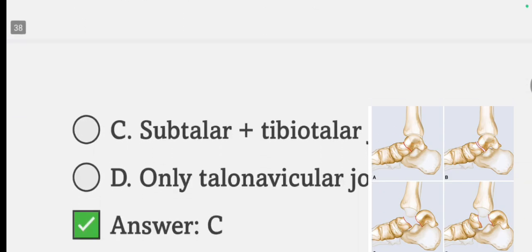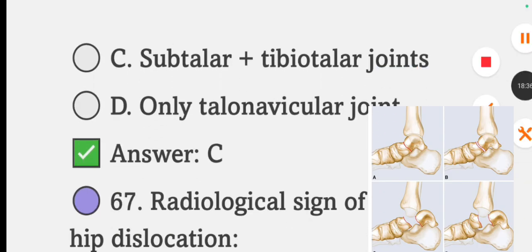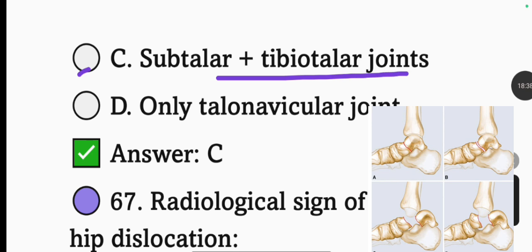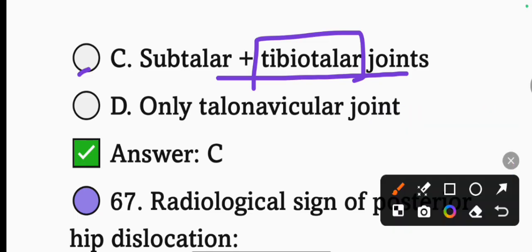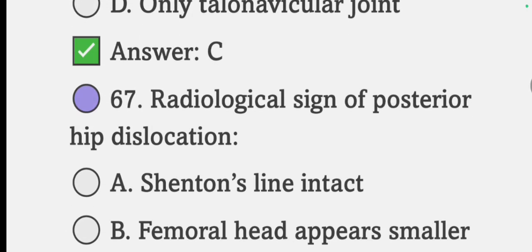So C option given is the correct option. Subtalar plus tibiotalar joint involvement is called an ankle dislocation, tibia on talus. Okay, so it's called an ankle dislocation. And type 4 is subtalar plus ankle plus talonavicular dislocation. So the question was asked about type 3, so C option given is the correct option. Type 3 actually has very high complications of AVN. Okay, so please note this down.